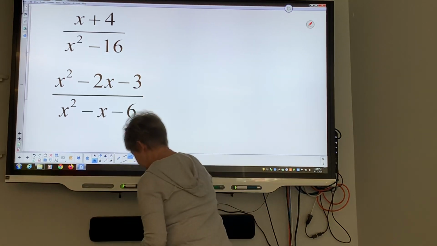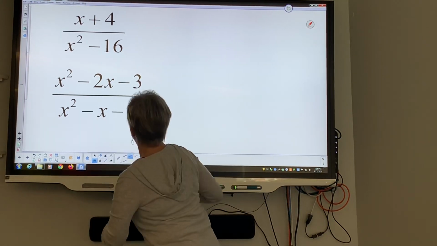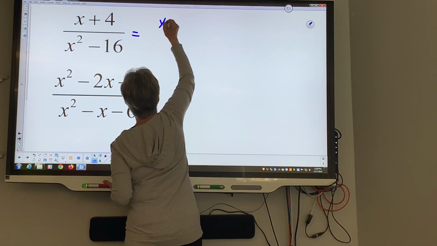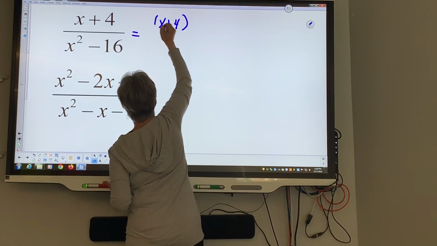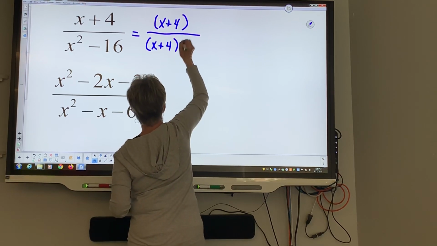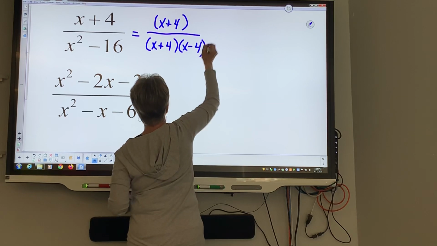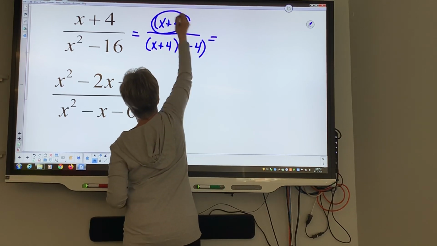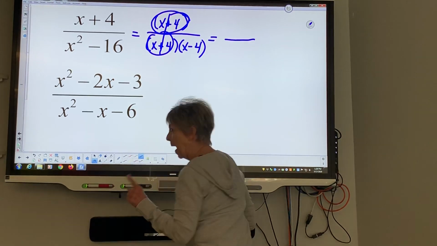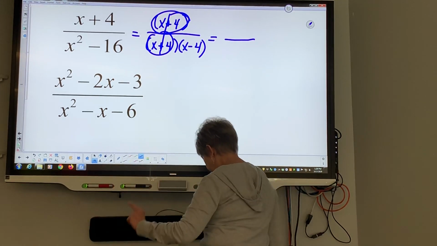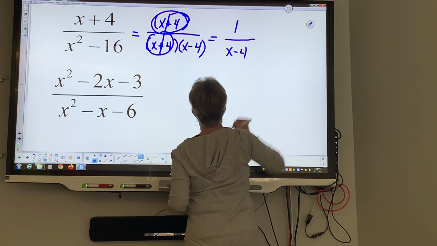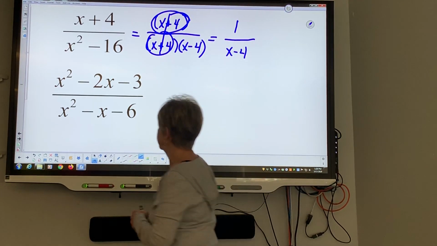So the top one, I have to factor first. I can't do anything with the numerator. That's prime. The denominator, I hope you recognize as the difference of 2 squares. X plus 4, x minus 4. This and this become a 1. My answer is not x minus 4. It's 1 over x minus 4, because the x minus 4 is left in the denominator.